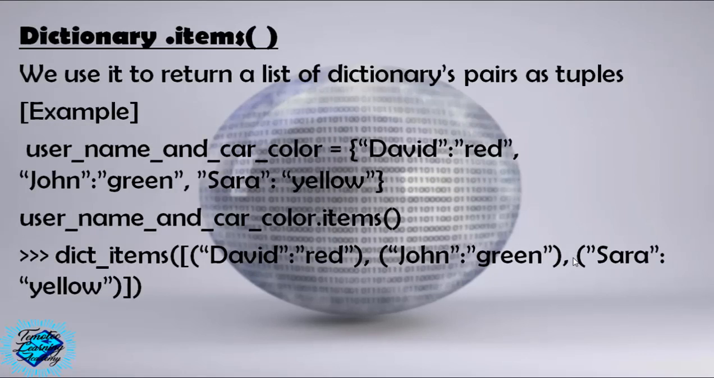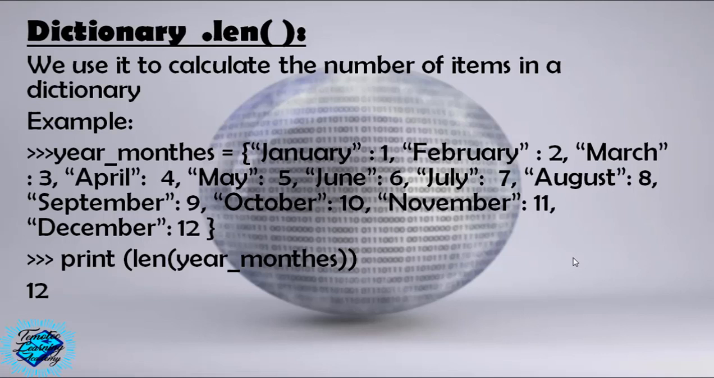Dictionary.items: we use it to return a list of dictionary pairs as tuples. Example: username and car color David red, John green, Sarah yellow. username_and_car_color.items() gives dict_items([("David", "red"), ...]). Also, it will do that for the list of items. Dictionary.length: we use it.